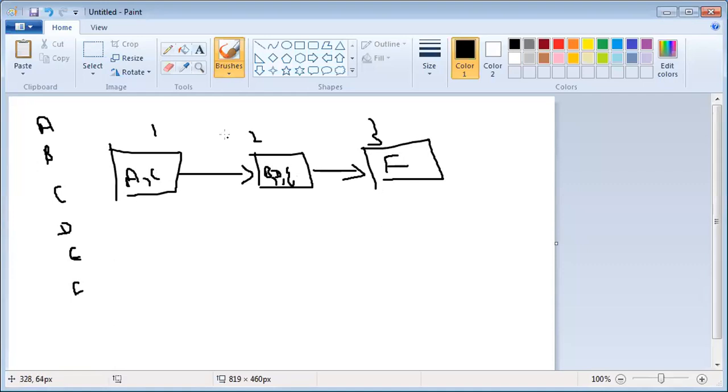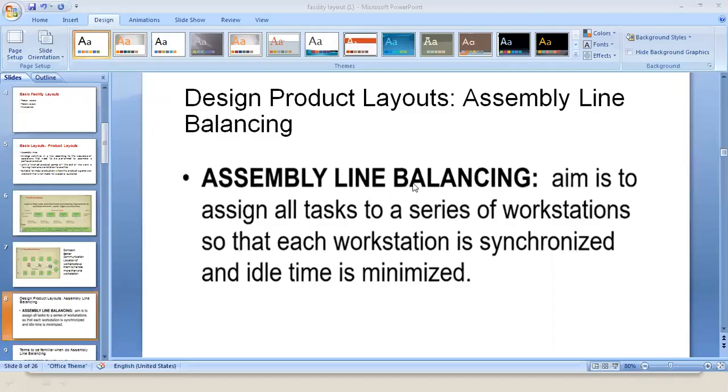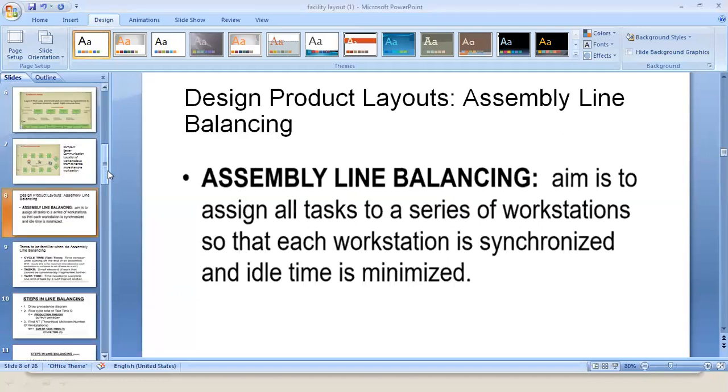What we are trying to do with this assembly line technique is to determine to which workstation those tasks belong. Based on that, we are going to arrange the assembly line. Now I'm going to discuss assembly line balancing, so we'll be discussing it in the next part of the video. All right.